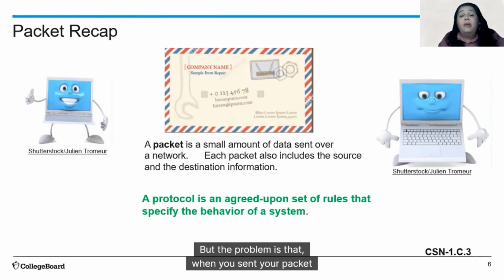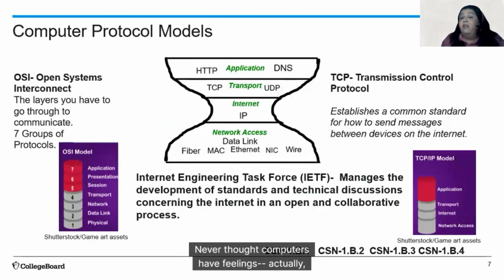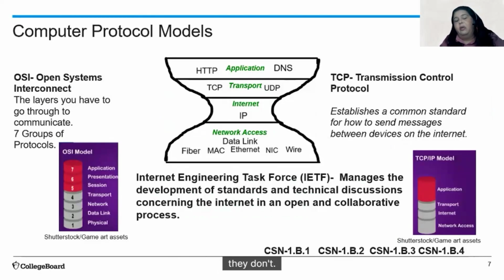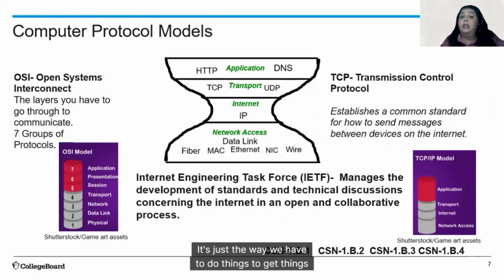But the problem is that when you send your packet and you're driving on the road, you just can't hop on a sidewalk and drive. There's some rules of the road here, and we call these protocols. How are we going to behave, right? Never thought computers had feelings. Actually, they don't. It's just the way we have to do things to get things from one end to the other. And so, who's in charge of writing the rules of the road?